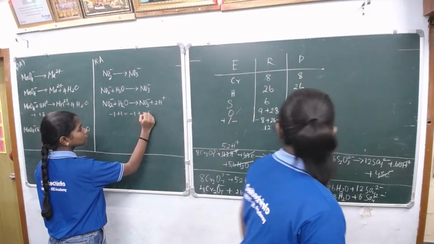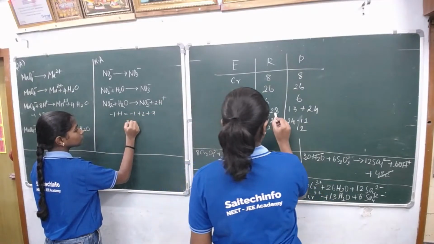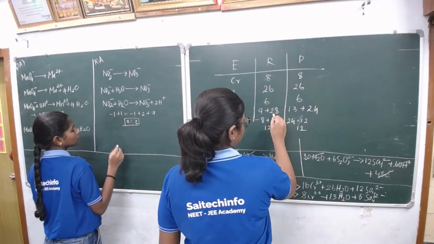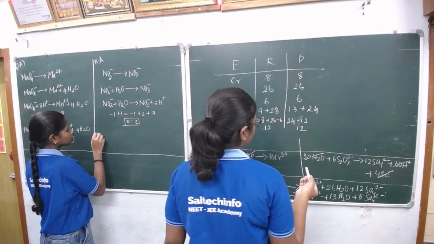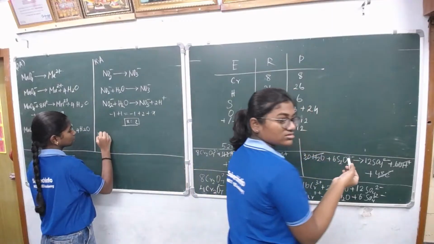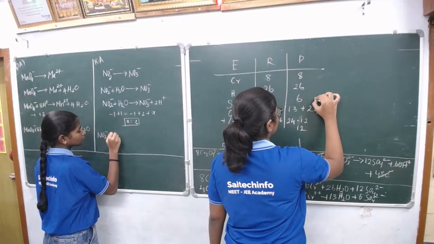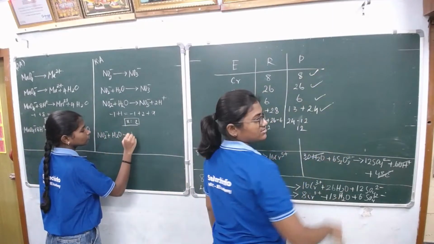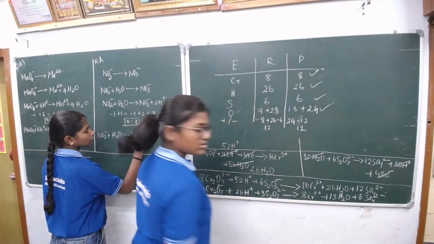Check the oxygen. 37, sir. This side, 37. Take note: 6, 6, 26, 8. You just explain from this side.